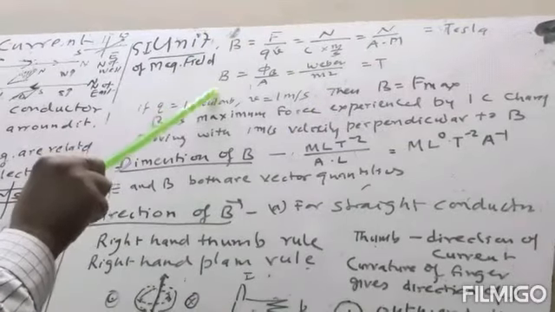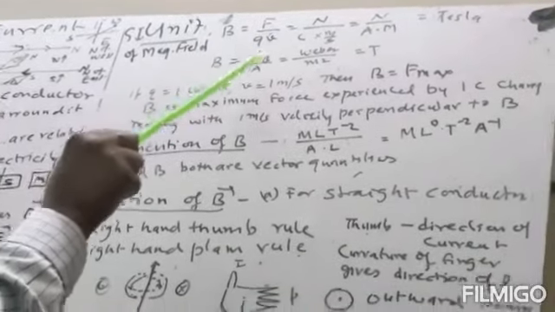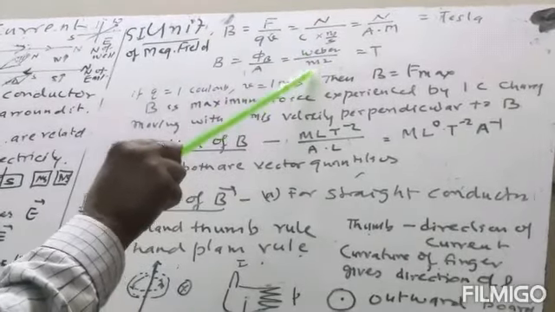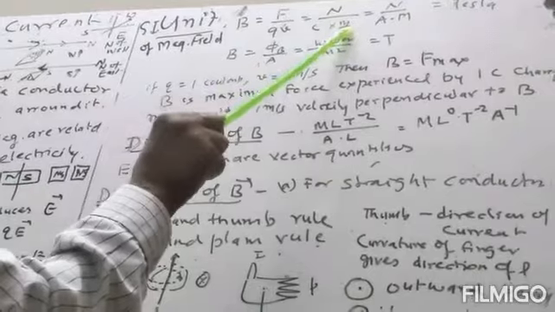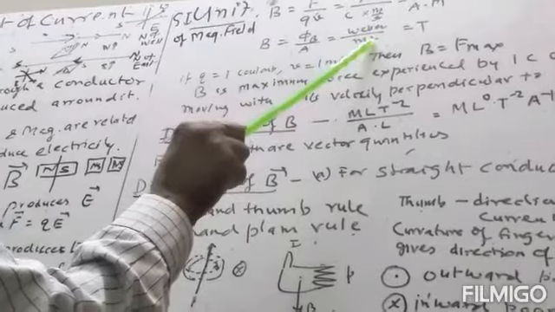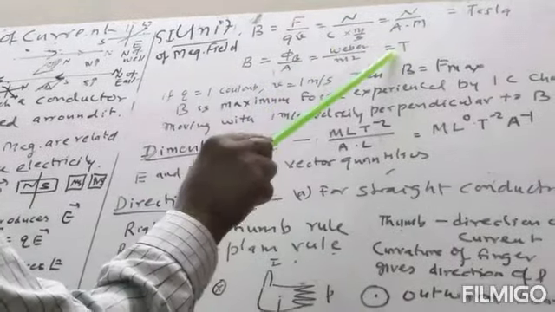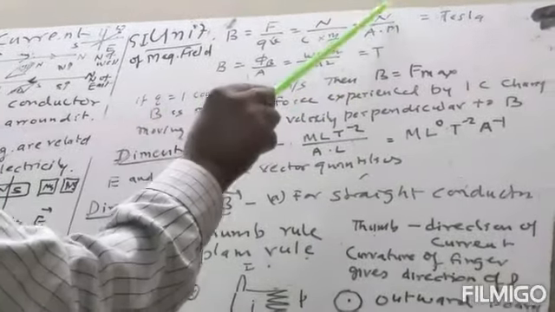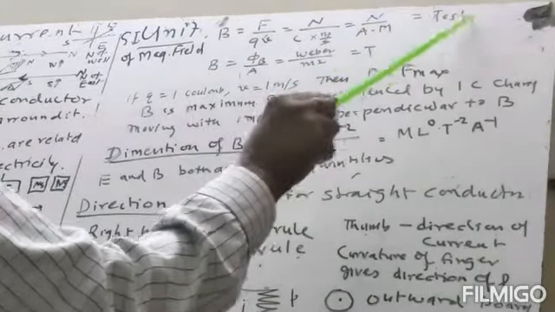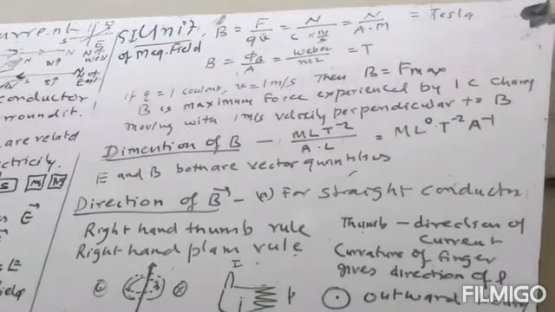Now we also know that the magnetic field is equal to magnetic flux per unit area. The unit of magnetic flux is Weber and area is meter square, so it is equal to Weber per meter square. Weber per meter square is also known as the Tesla, or Newton per ampere meter. So Tesla is the SI unit of magnetic field.